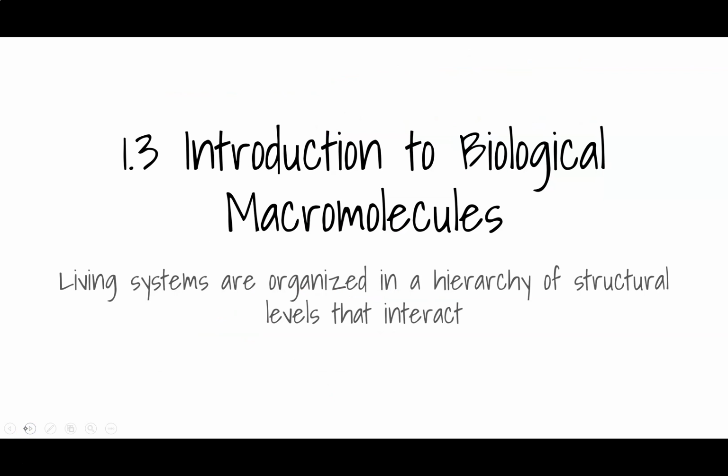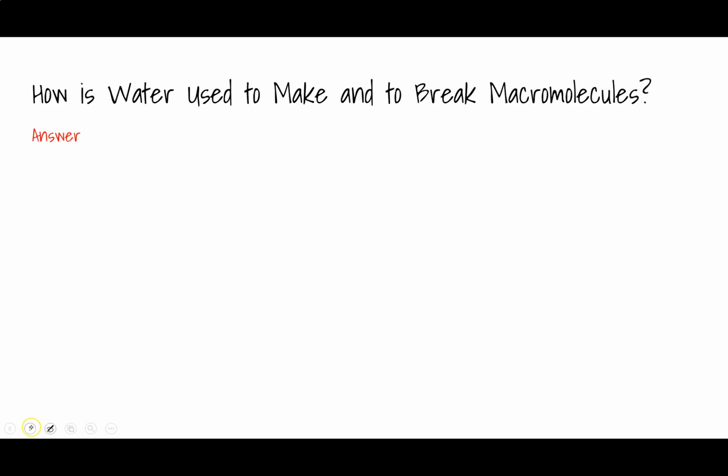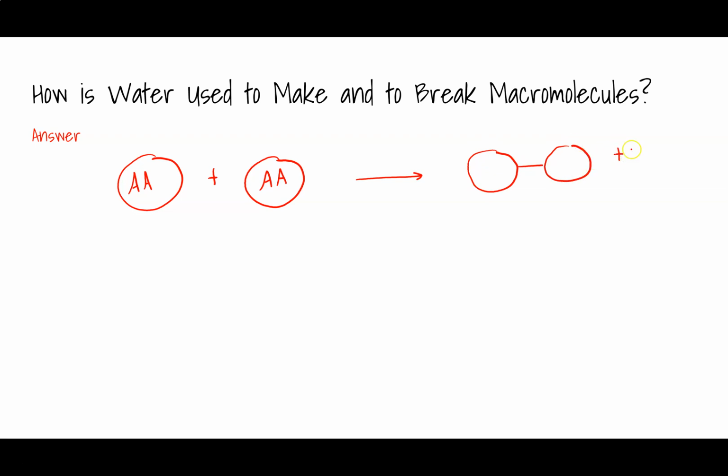And the last part for this video, 1.3, we're going to get into some macromolecules and how they're made, and how water is used to make and to break molecules. So if I'm going to take, let's say, an amino acid, and add that to another amino acid, you're going to see later how this works, but they just can't stick together like Velcro. For them to form a bond, which we're going to talk about in a little bit, called a peptide bond, you have to release a water. That's known as dehydration synthesis.